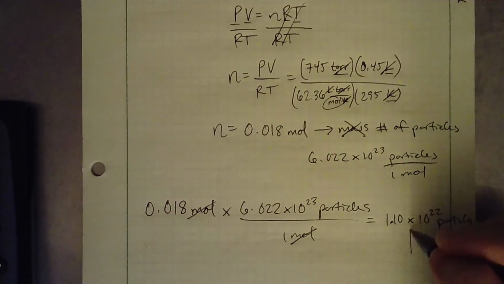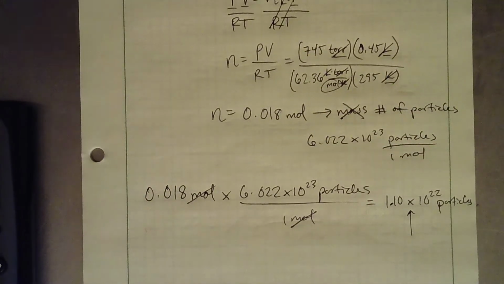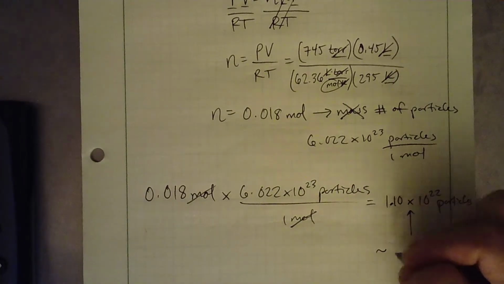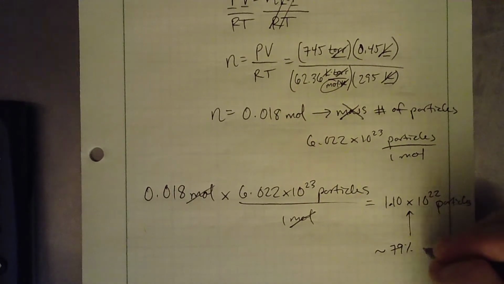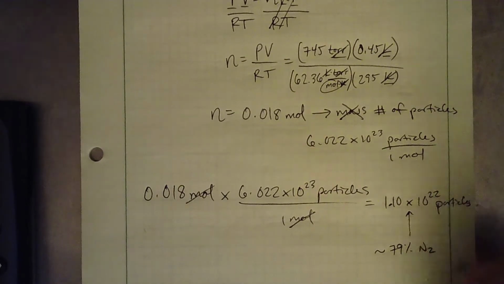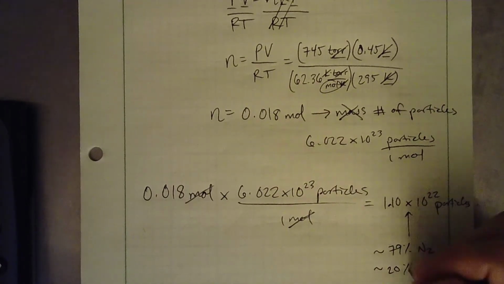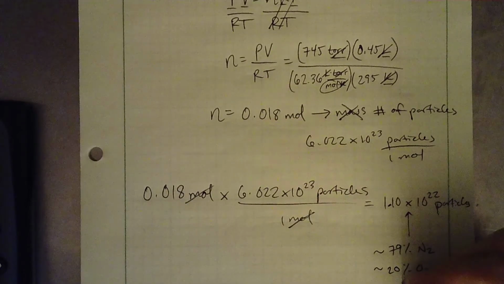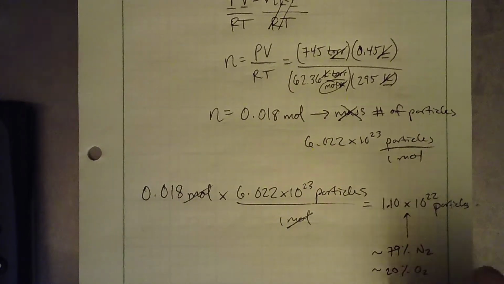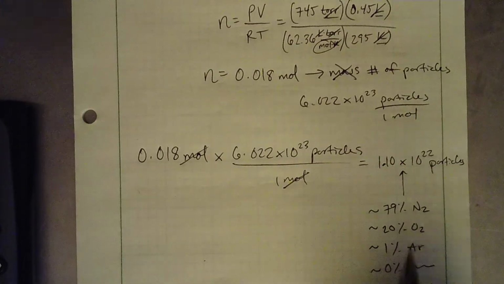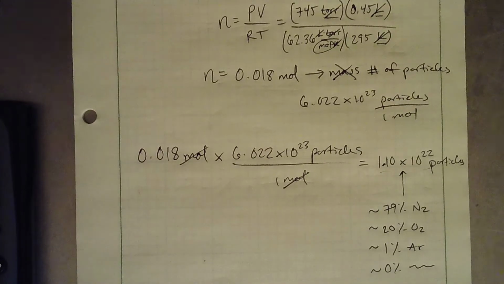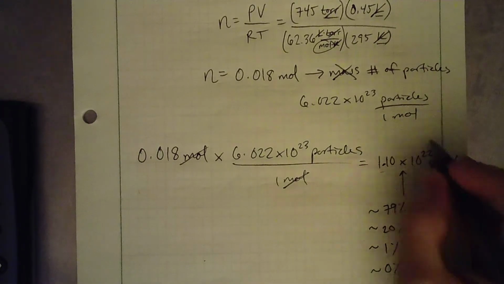And let's say you did want to figure out how many nitrogen molecules you were breathing in compared to oxygen. Well, you could use the percentages. Air is approximately 79% nitrogen, approximately 20% oxygen, approximately 1% argon, and trace amounts of other things. You could then multiply the decimal versions of these percentages by that number there, and figure out how much of each individual particle you had. But this right here is your overall answer.